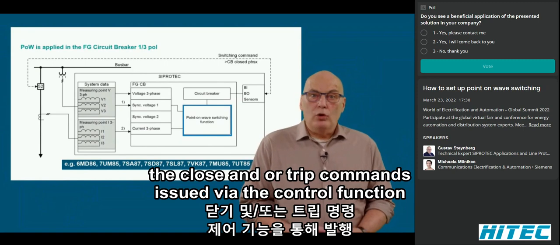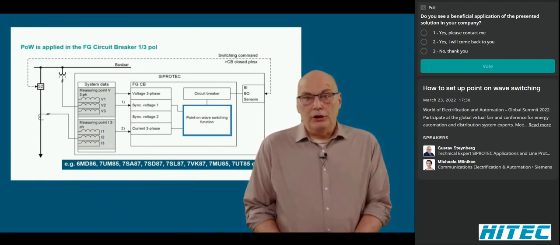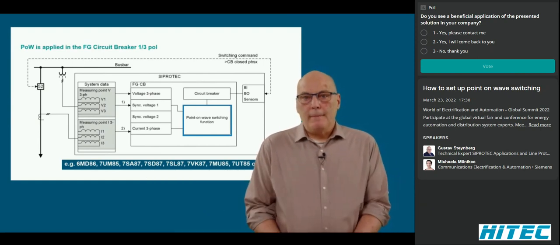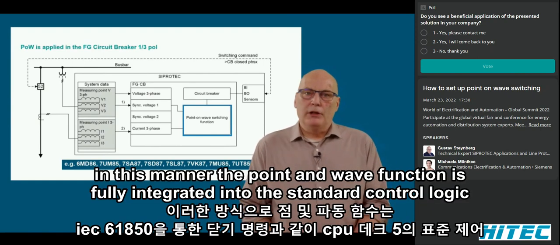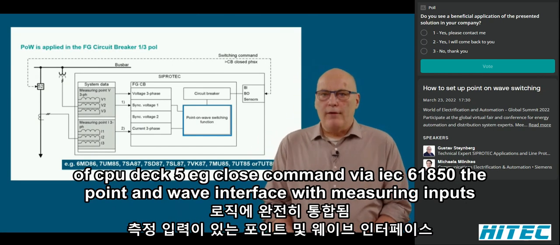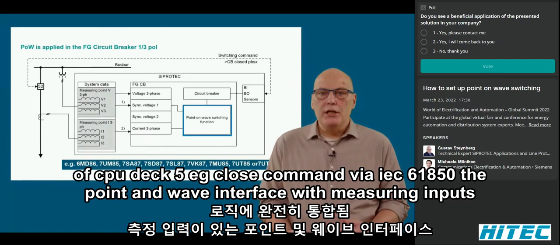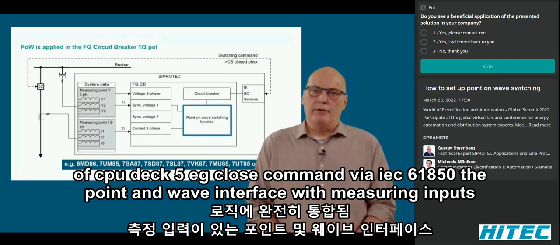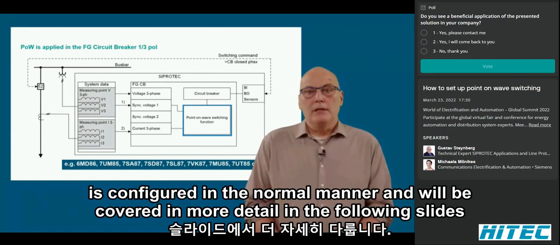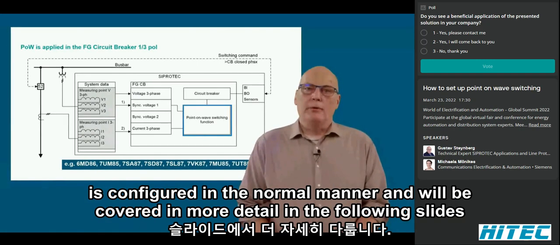The close and/or trip commands issued via the control function of this circuit breaker will be the point-on-wave switching operations. In this manner, the point-on-wave function is fully integrated into the standard control logic of SIPROTEC 5, e.g. close command via IEC 61850. The point-on-wave interface with measuring inputs, left-hand side of diagram, and binary inputs and outputs, right-hand side of diagram, is configured in the normal manner and will be covered in more detail in the following slides.